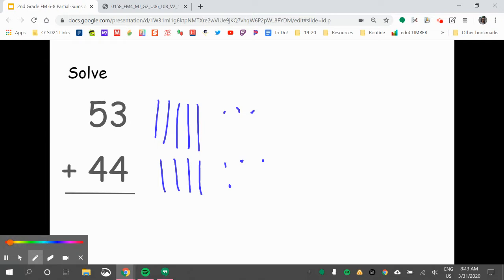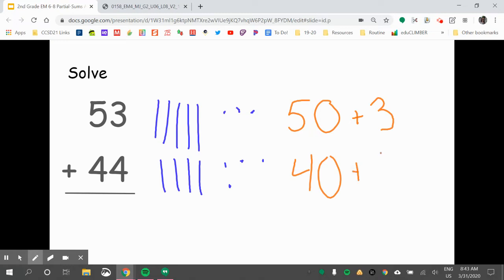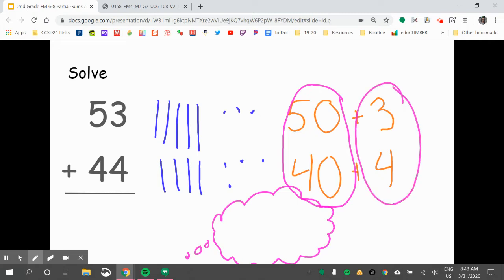Get a good color you can see here. So 53 I know is 50 plus 3. 44 I know is 40 plus 4. So now in my brain, I want to think, and I'm going to draw a little thought bubble, because that's something you're going to have to do later in your math journals, about adding my tens and about adding my ones. So I'm thinking 50 plus 40 and 3 plus 4.